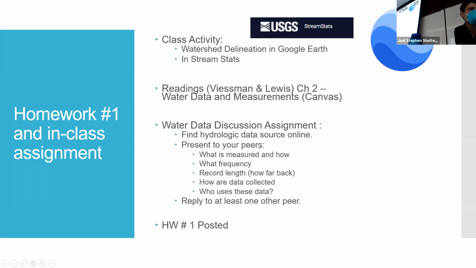So you're going to find a hydrologic data source online and then present what's measured, why it's measured, at what frequency it's measured, how far back the record goes, and how the data are collected and who uses it. So we just want you to look at the data and how it might be used and how it's collected. Obviously, stream gauge data is an obvious one, so hopefully not everyone does that because there's a lot of other hydrologic data out there. I give you some links and some ideas about what to look at in the discussion. That means you do some stuff, you post it, and then you respond to one of your peers about what you might have learned from what they did.